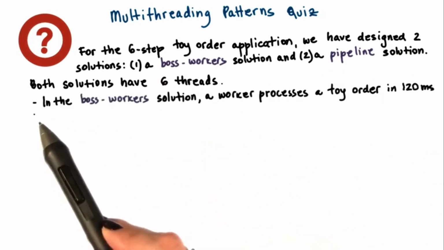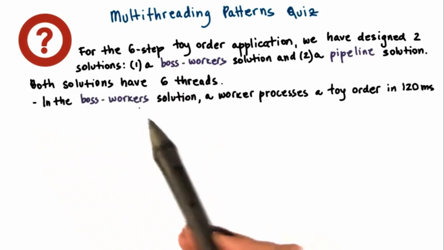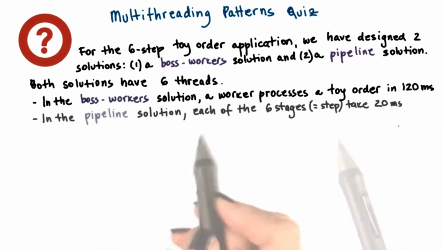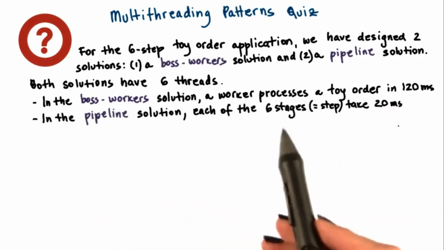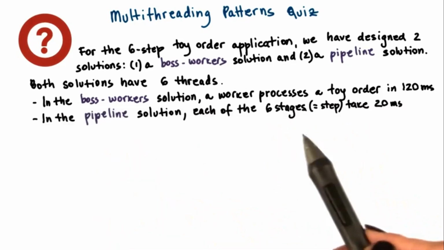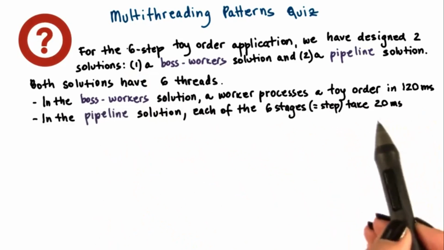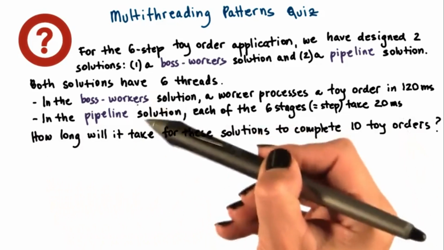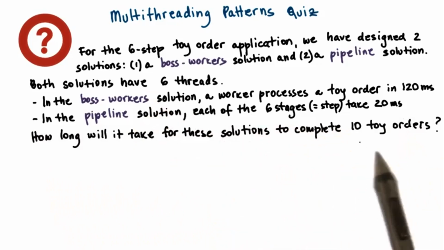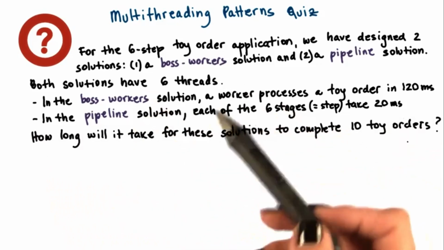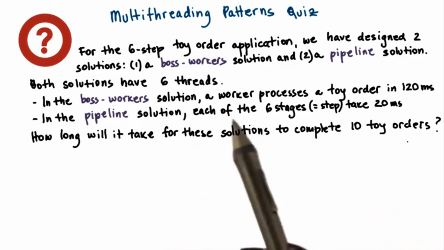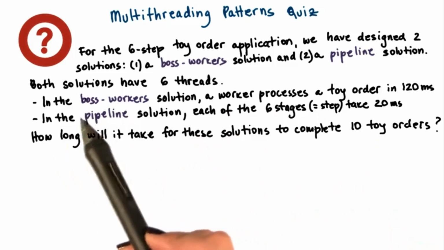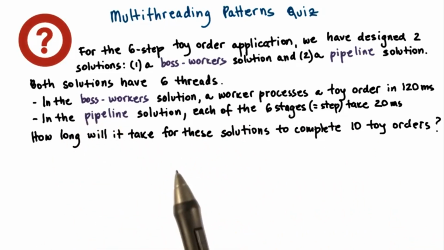We'll assume also that in the boss workers solution, a worker takes 120 milliseconds to process a toy. For the pipeline solution, we will assume that each of the 6 stages, where a stage is a step from this application, takes 20 milliseconds. The question then is, how long will it take for each of these solutions to complete 10 toy orders? You should ignore any time that's spent waiting in the shared queues in order to pass orders from the boss to the workers or across the pipeline stages.